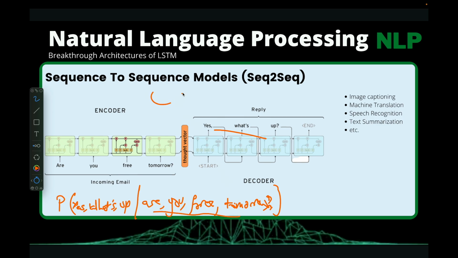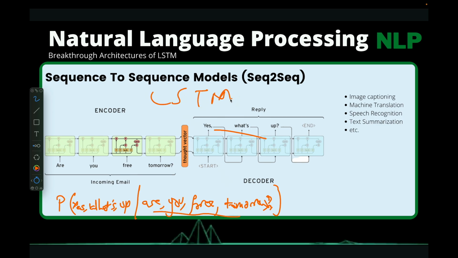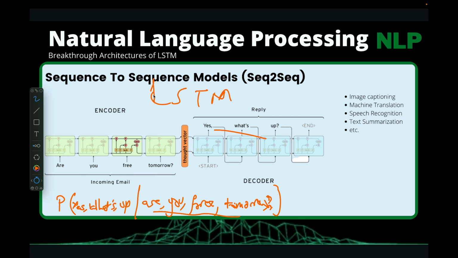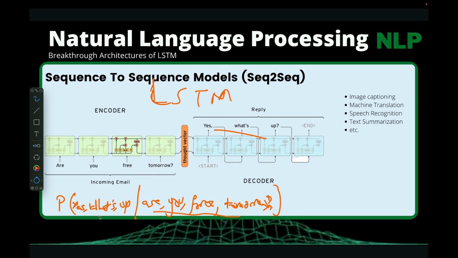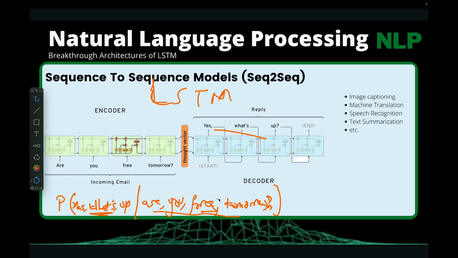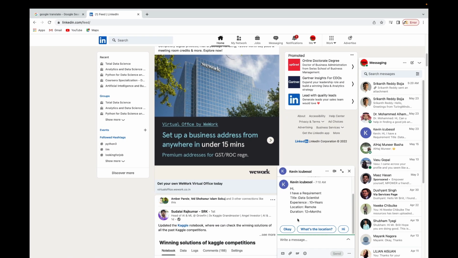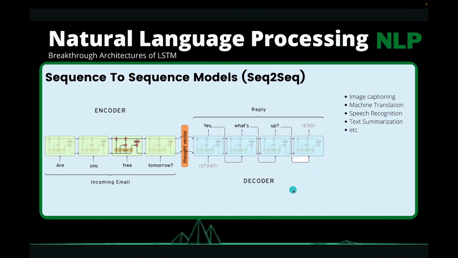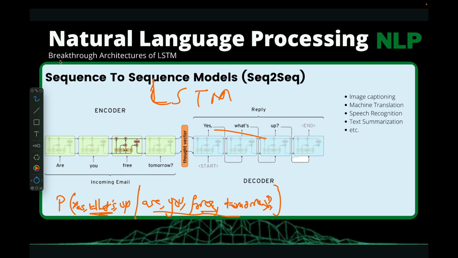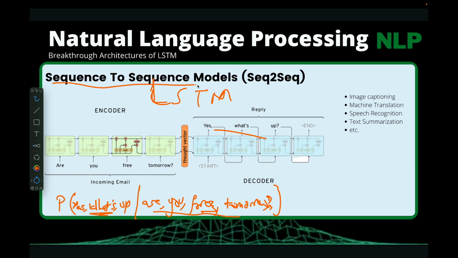Don't forget that the LSTM is just going to give you a probability at the end of the day. So what is the probability of predicting these words given that? In the same way over here, what is the probability of the person typing "okay," or "what's the location," or "hi," given this kind of message? That's how this sequence to sequence model works.